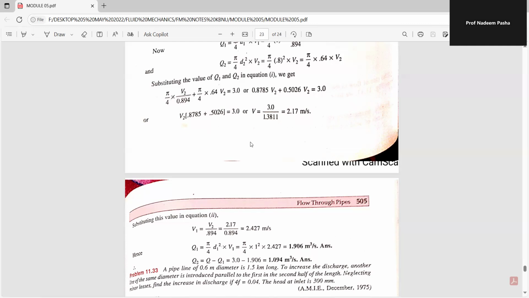Now capital Q is equal to Q1 plus Q2. Using that relation, Q2 will be equal to Q minus Q1, that is 3 minus 1.906. So it comes out to be 1.094 meter cube per second.